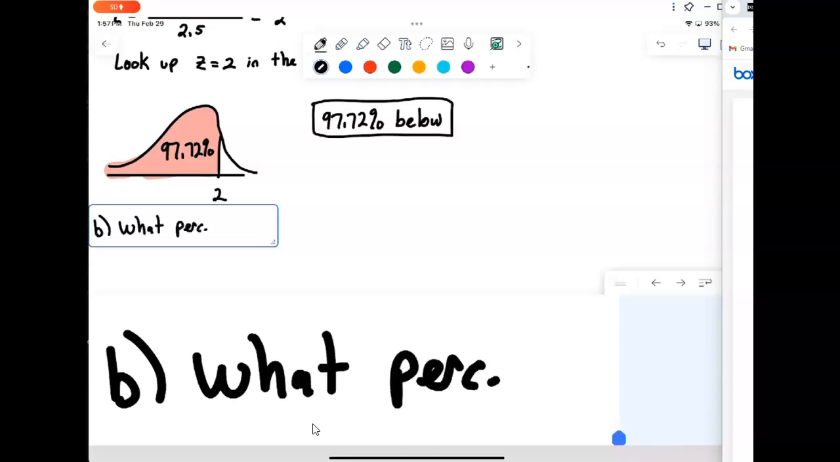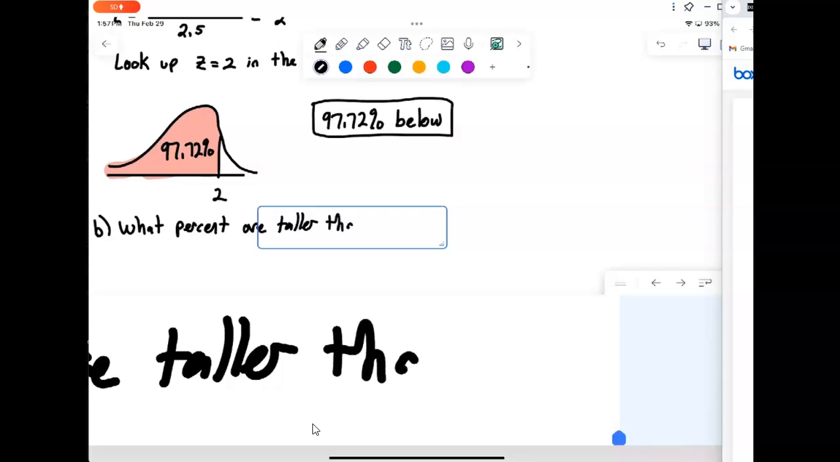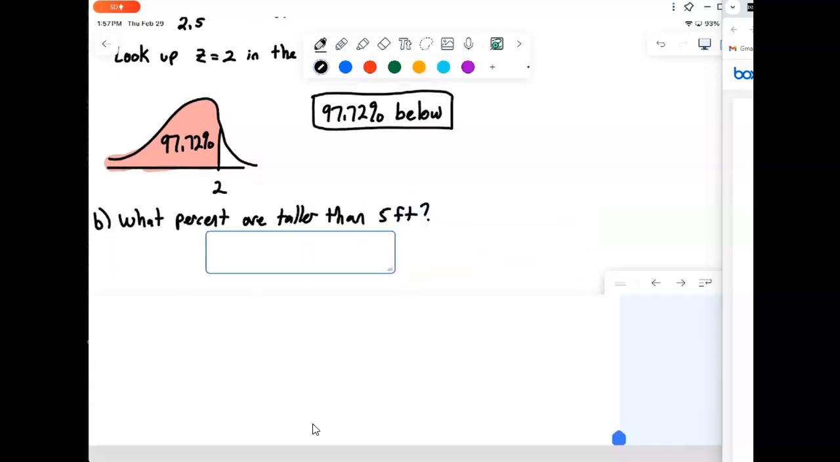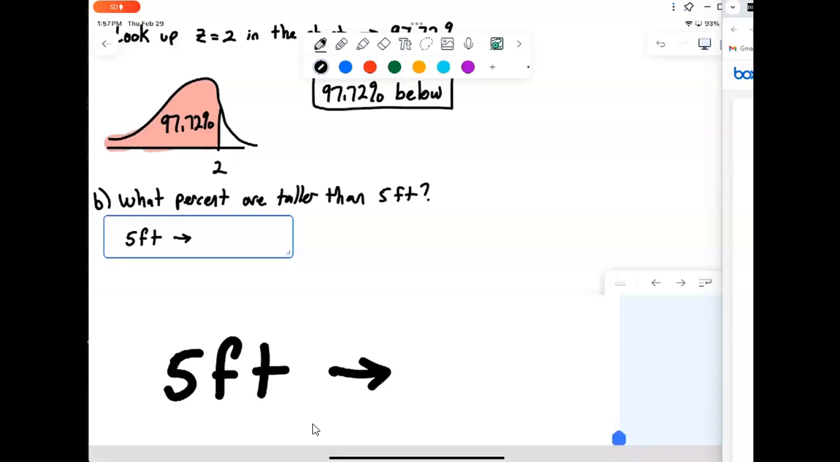What percent are taller than 5 feet? Now, before we compute anything, we're going to have to convert that over to inches. There are 12 inches in a foot, so there are 60 inches in 5 feet. So 5 feet would be 60 inches, and that's our data value.